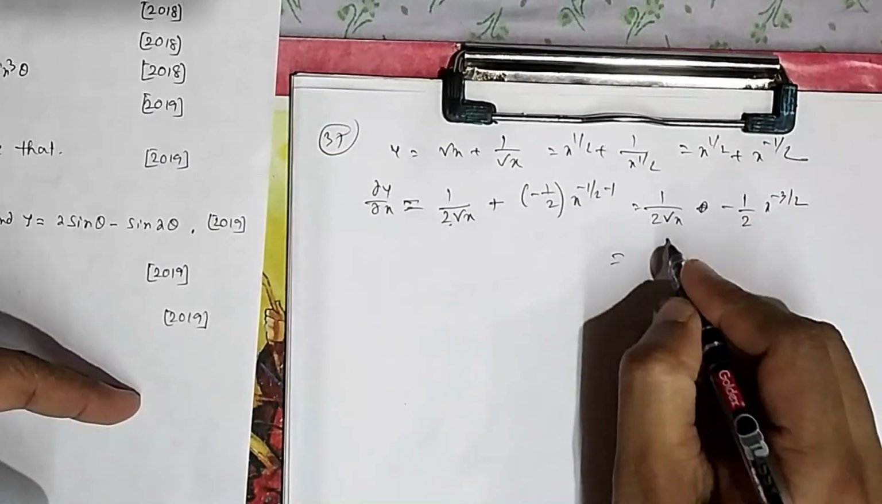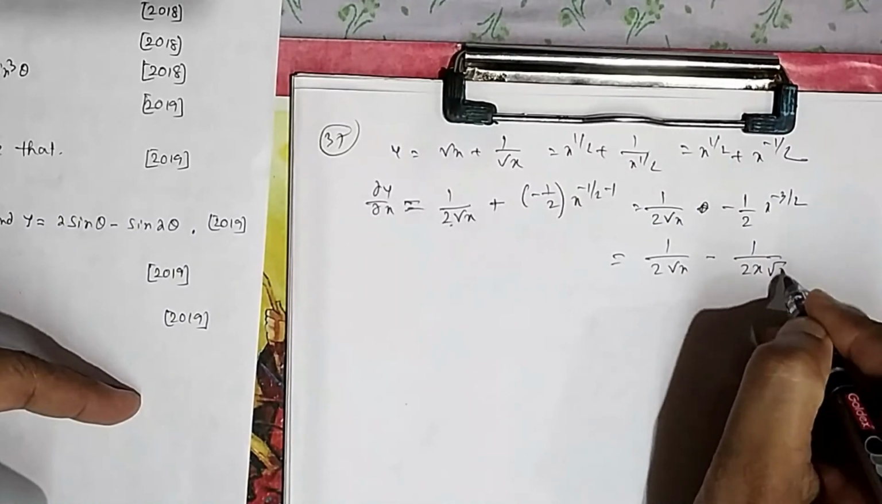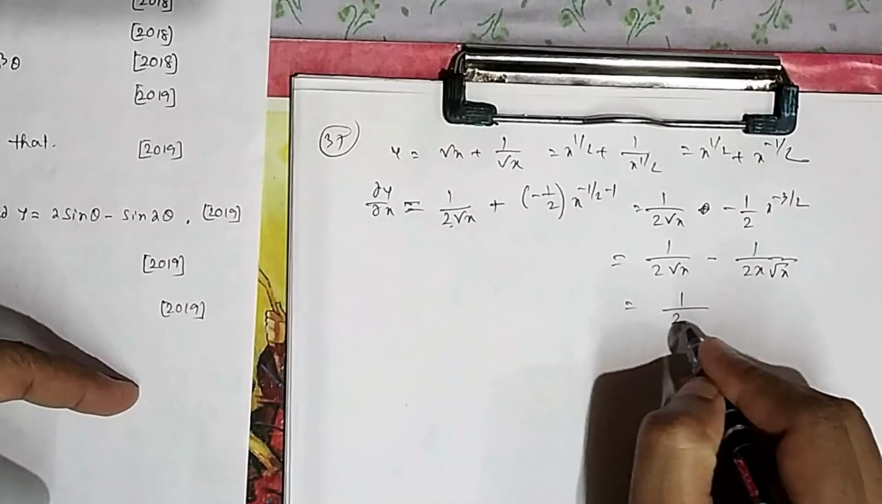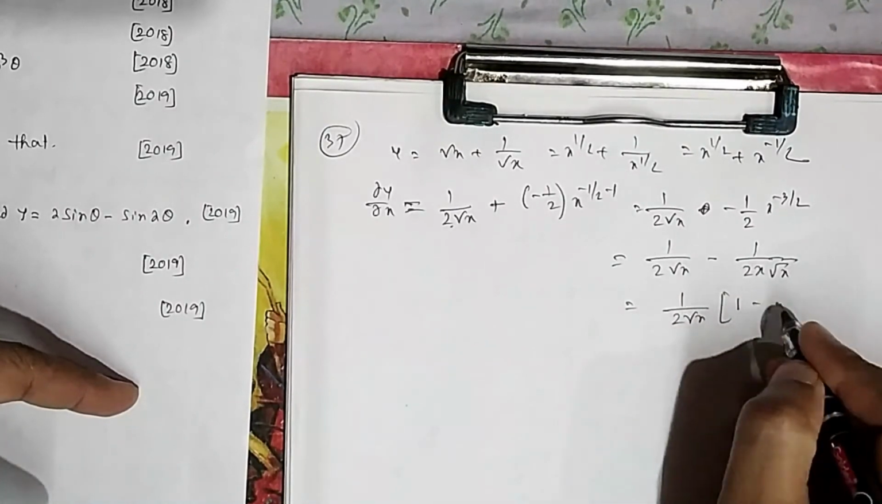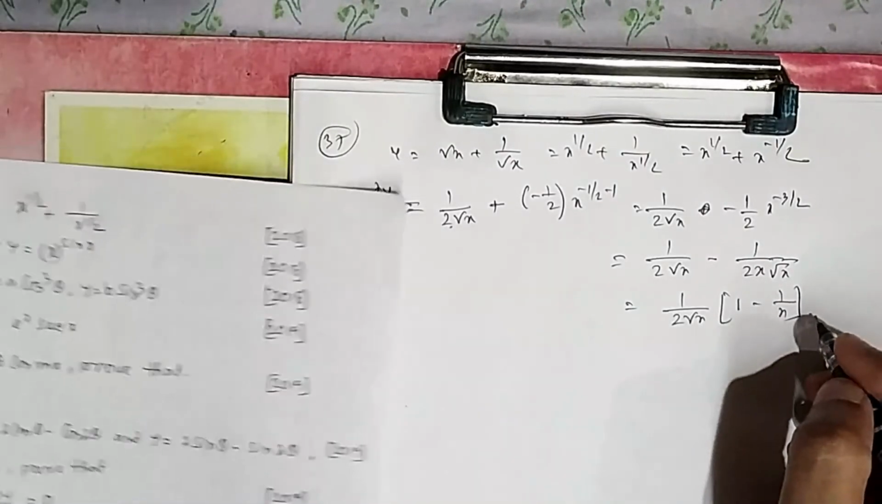What is minus 3 by 2? 3 by 2 means 1 and a half. 1 full and 1 half. Half means root, because the minus will come to the denominator. So you can take LCM, 1 by 2 root x. If you take LCM, then it is (x minus 1) by x. So you can keep it as it is, because they are just asking to find this one, no proof. So this is your answer.